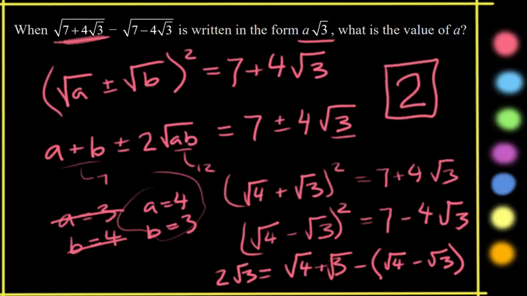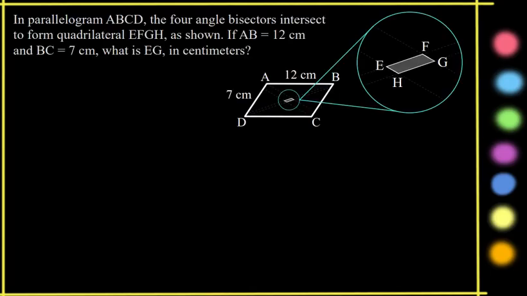Okay, let's take a look at this one. This one is problem 27. It's a tricky one. It says, in parallelogram ABCD, the 4 angle bisectors intersect to form another quadrilateral, which is, as you zoom in here, EFGH. And it says AB is 12, and BC is 7, but since it's a parallelogram, I guess that means AD is also 7. And then it says, what is EG in centimeters? Okay, EG, that's this diagonal of this parallelogram here.